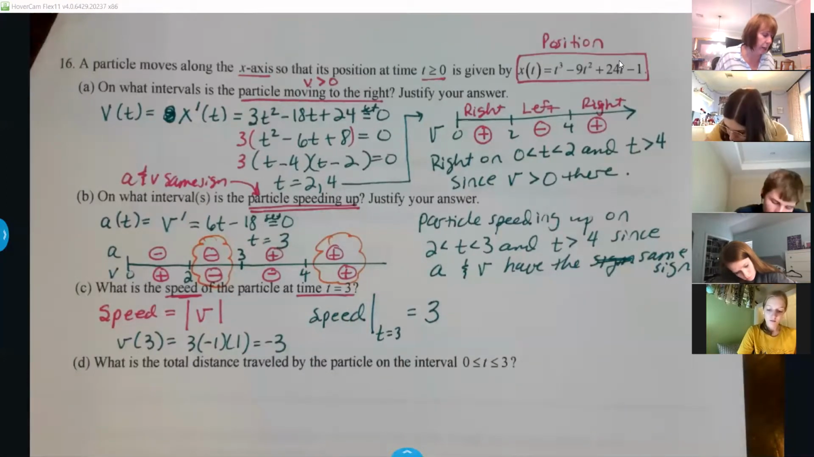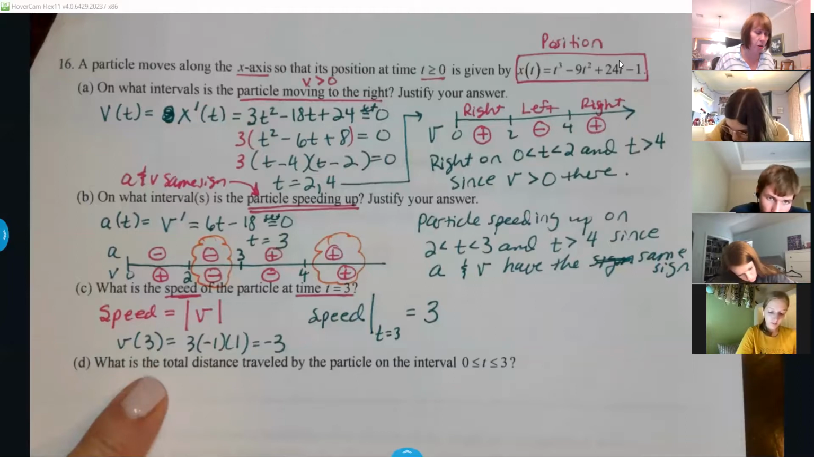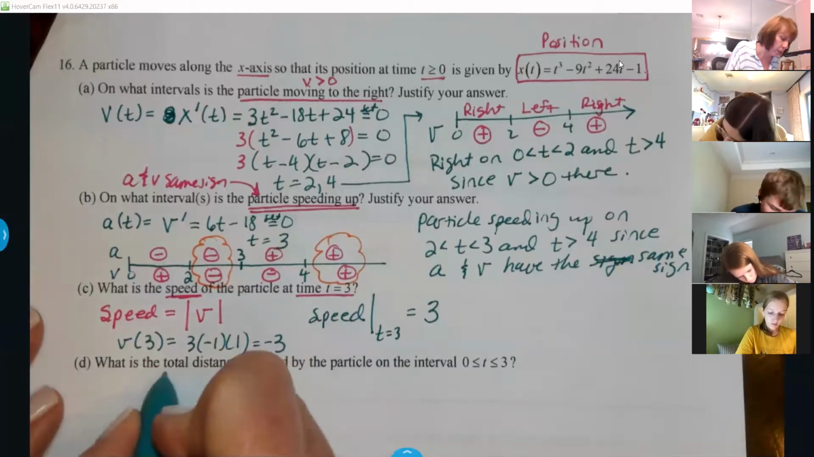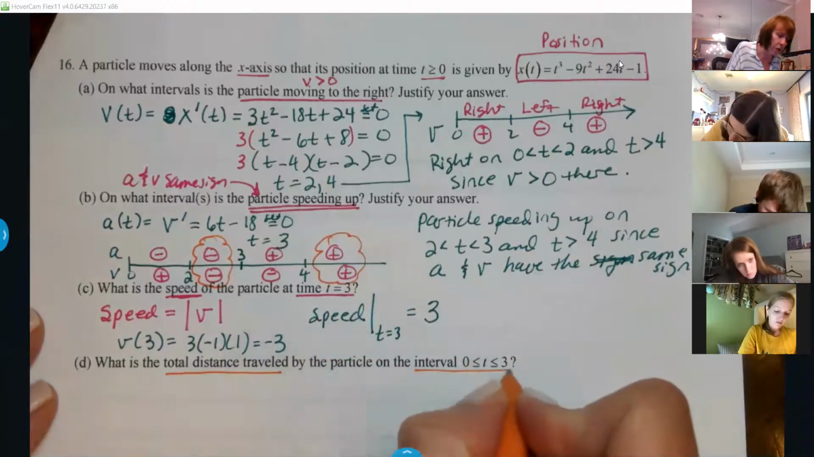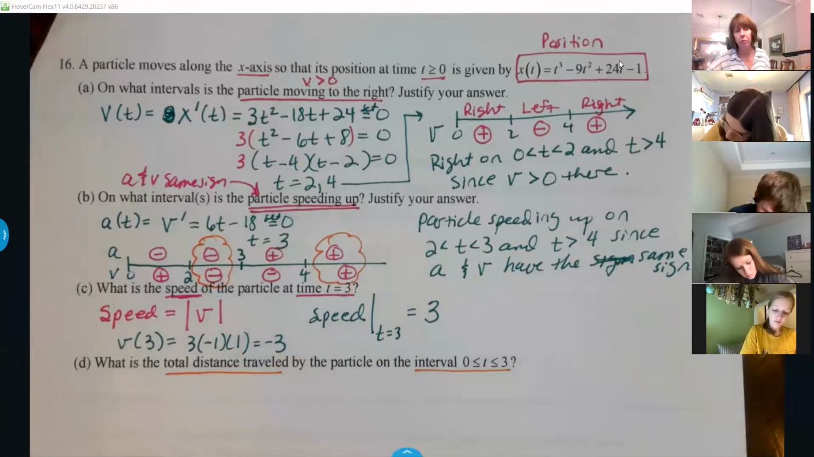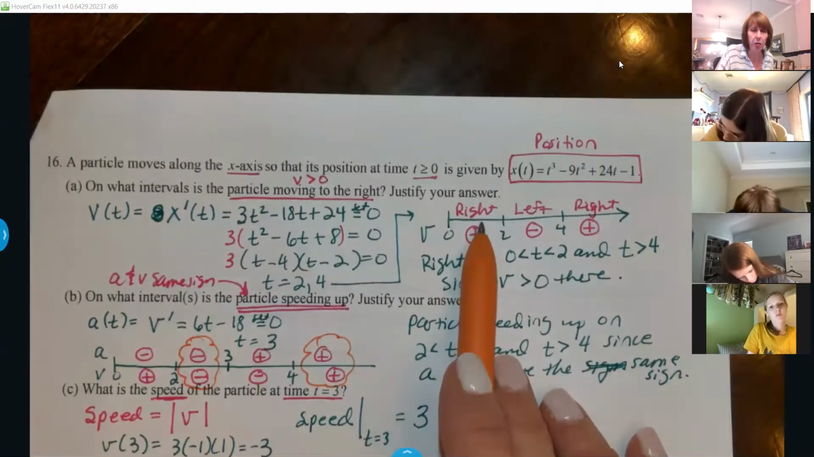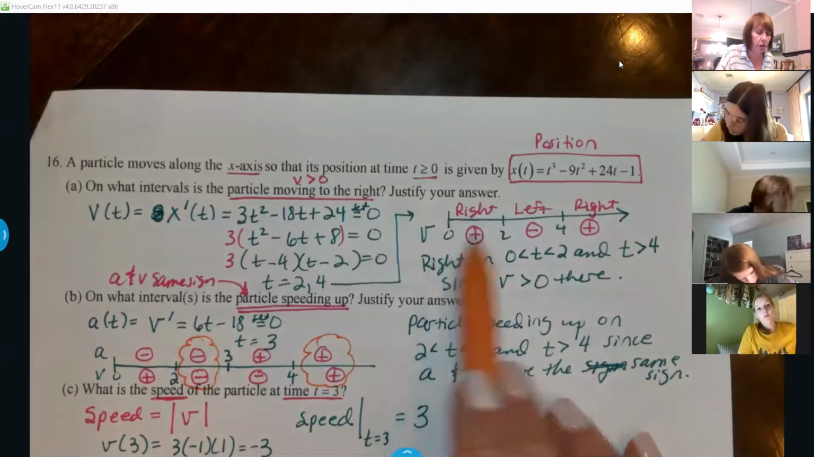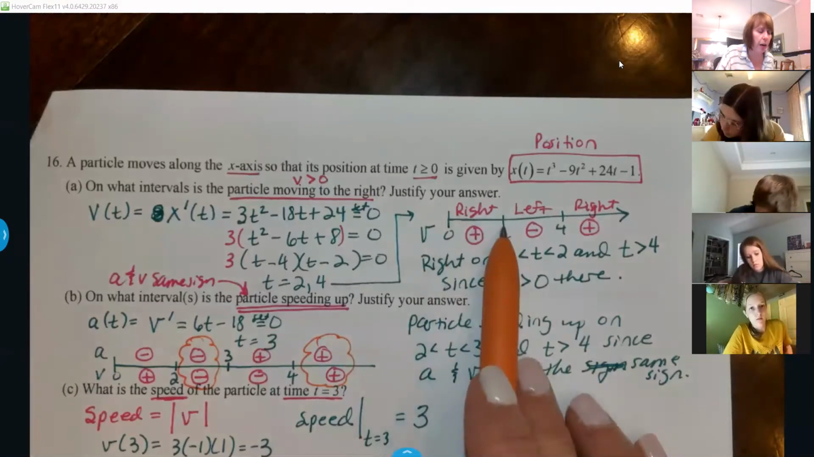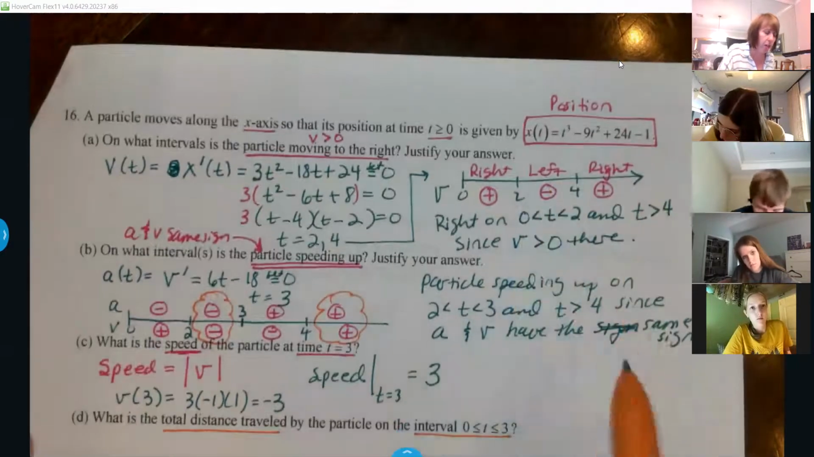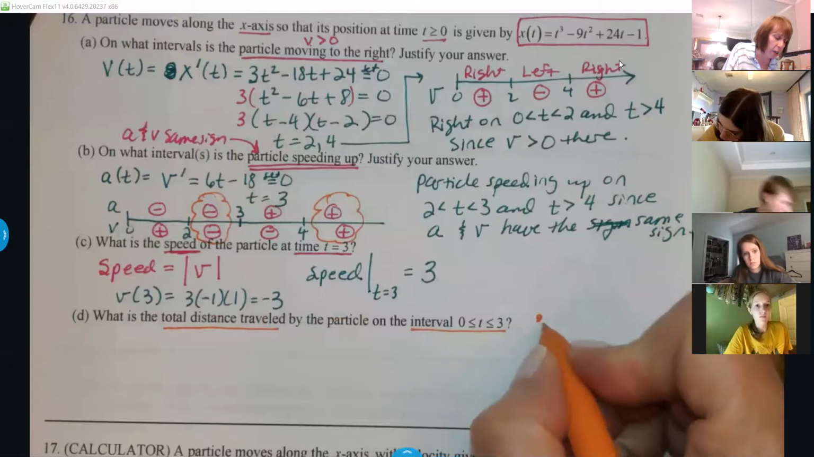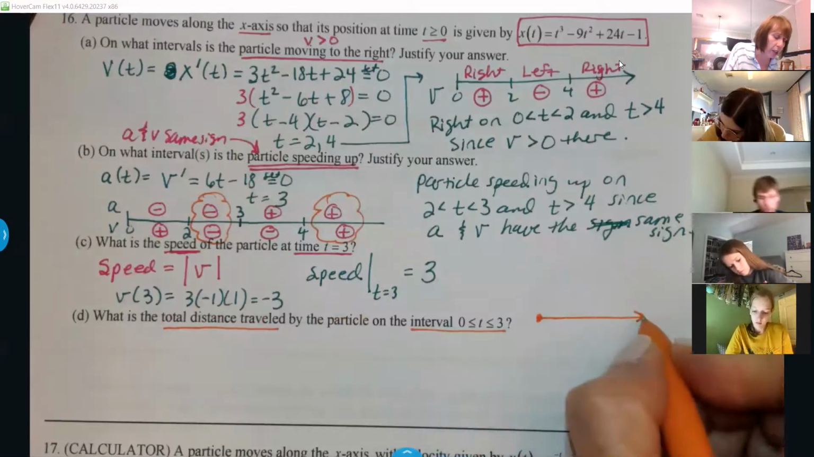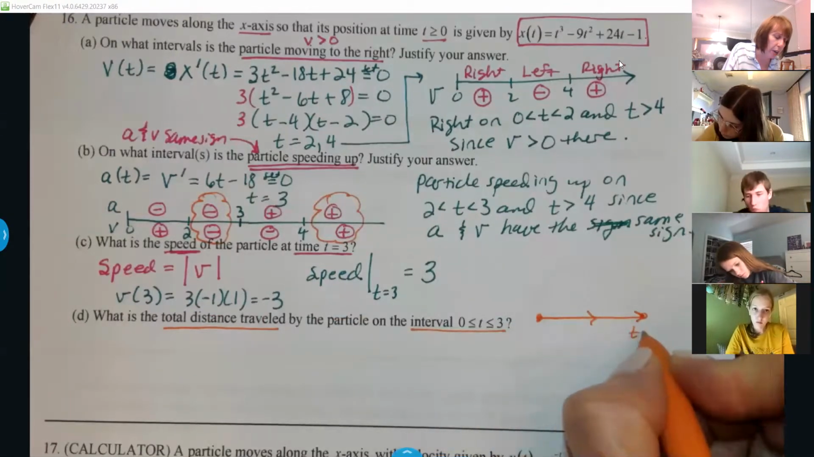All right, lastly, what is the total distance traveled by the particle? Total distance traveled by the particle from 0 to 3. Okay, so I'm going to the right till time 2, and then I'm going to the left. So if I made a little diagram, I'm starting going to the right till I get to time 2.